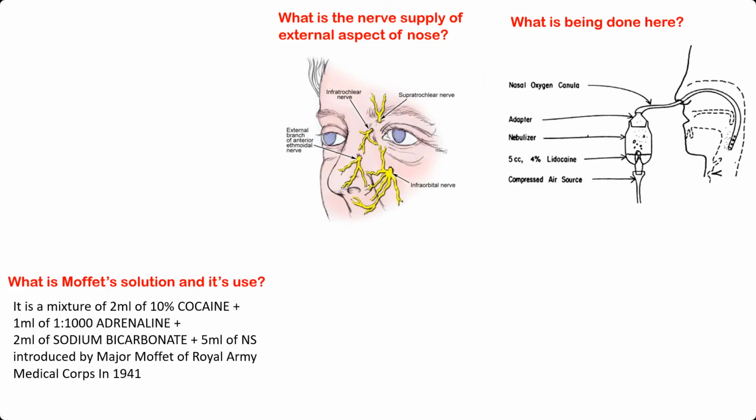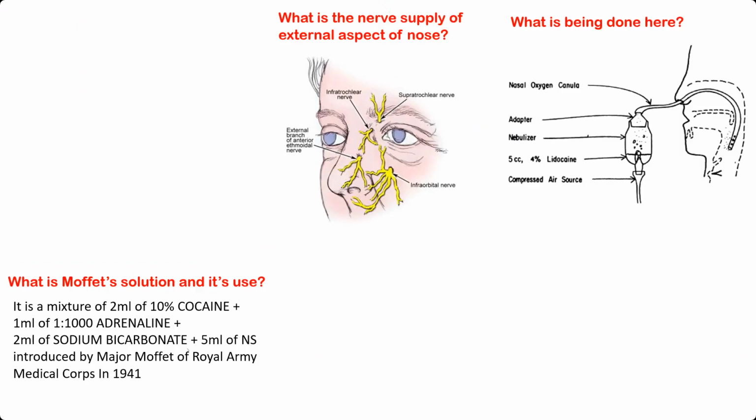It is a mixture of 2 ml of 10% cocaine. It was the oldest local anesthetic. With 1 ml of 1 in 10,000, that is 1 ampule of adrenaline, and 2 ml of soda bicarb. So totally 2 plus 1 plus 2, 5 ml, diluted with 5 ml of normal saline. This combination of local anesthetic and adrenaline with the bicarb and diluted with normal saline was used by one Dr. Moffat, who was a major in the British Army.